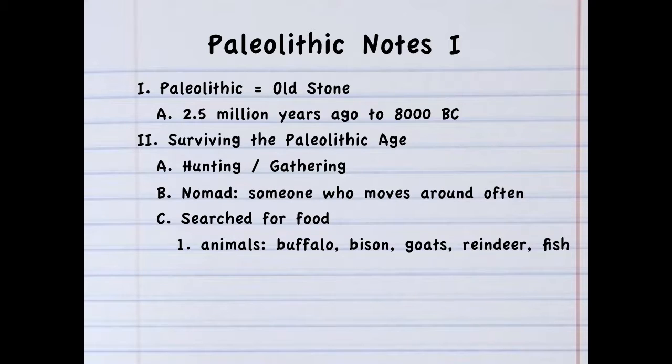The hunting involved animals such as buffalo, bison, goats, reindeer, fish, and the gathering involved plants such as nuts, berries, fruits, and green plants. We joked in class, how would they have even known back then what was and wasn't poisonous? And the answer, of course, is you just have to do trial and error at first.